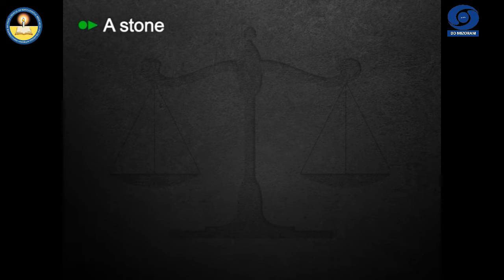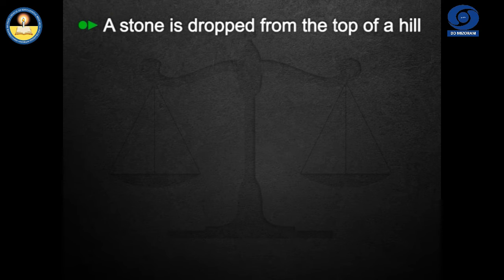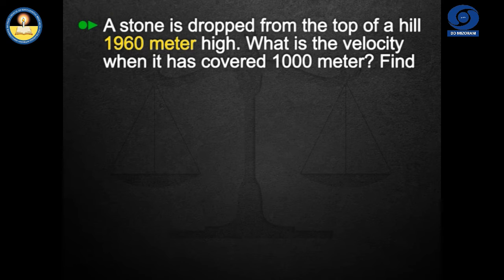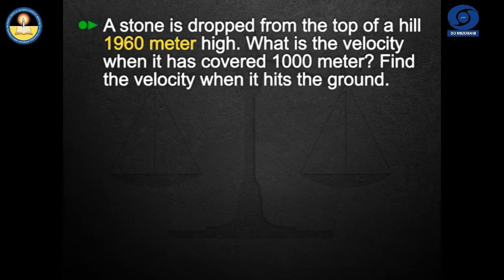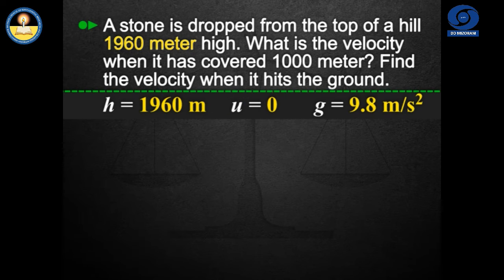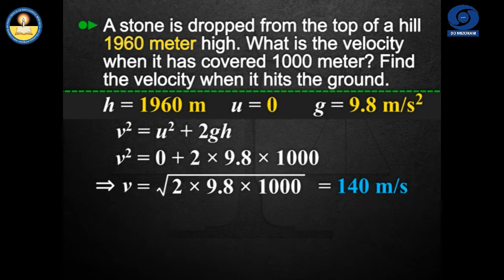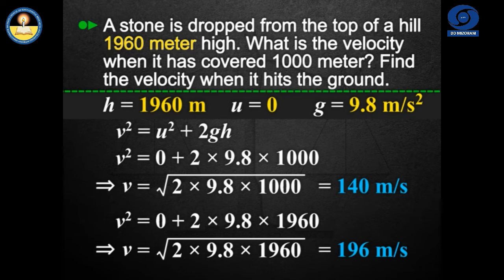In the next problem, a stone is dropped from the top of a hill 1960 meters high. What is the velocity when it has covered 1000 meters? Find the velocity when it hits the ground. Here, the height is given from where the stone is dropped, which is initially at rest. By using the third equation of motion, the velocity after covering the distance of 1000 meters comes out to be 140 meters per second. When the stone reaches the ground, its velocity comes out to be 196 meters per second.